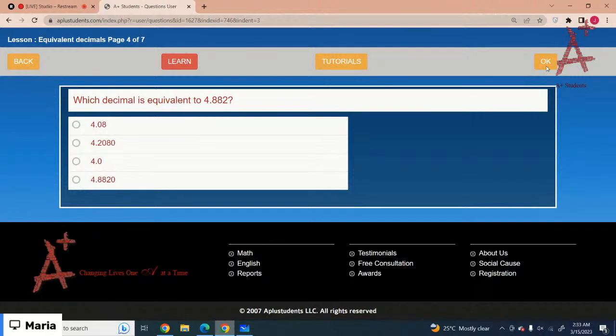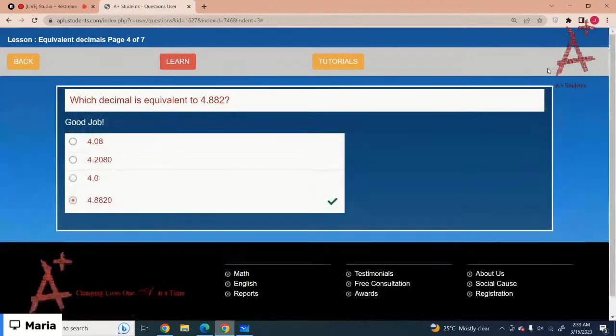Which decimal is equivalent to 4.882? Which is the correct option? 1, 2, 3, 4. Which is the correct option? Very good. That would be option number 4. 4.882, digits are the same. Just an extra zero here, so option number 4 is the correct option.